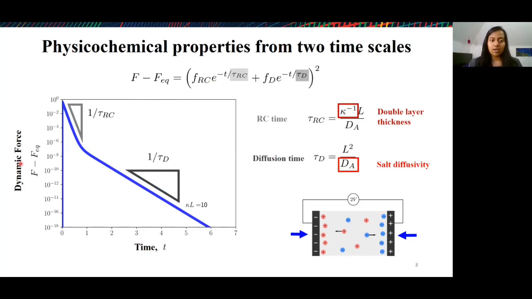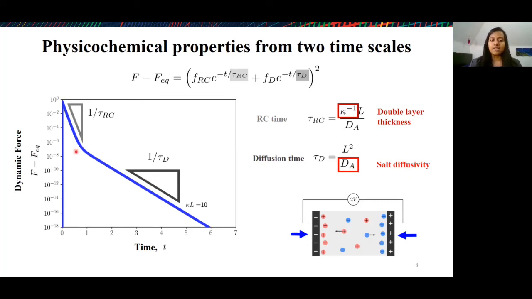The initial evolution of the dynamic force follows this RC timescale. The RC timescale is a characteristic timescale for the charging of a typical electrochemical system. This depends on the diffuse layer thickness, kappa inverse, and also the salt diffusion coefficient. But at longer times, we see that there's a longer, slower decay on the diffusion timescale, tau d. Here, the diffusion timescale only depends on the salt diffusion coefficient, D.